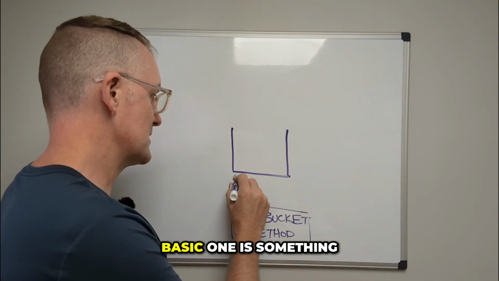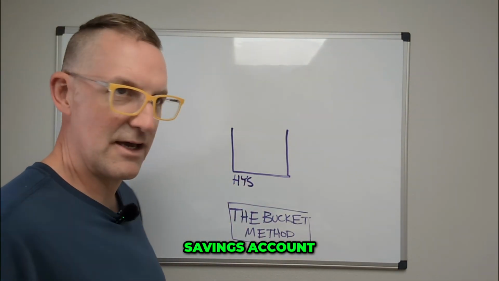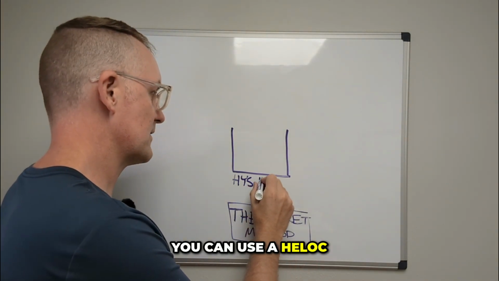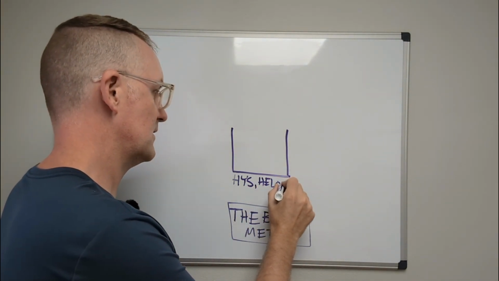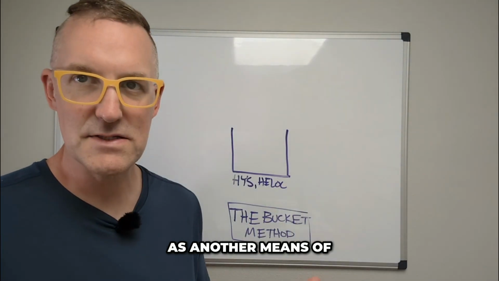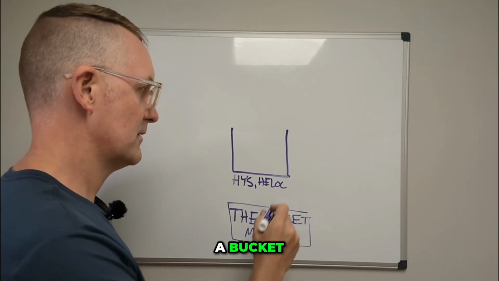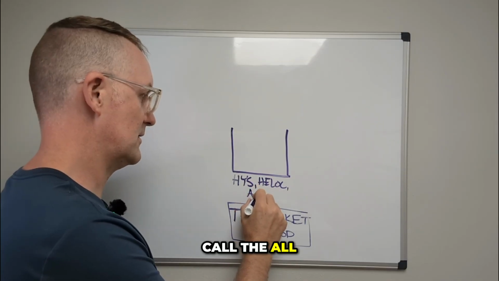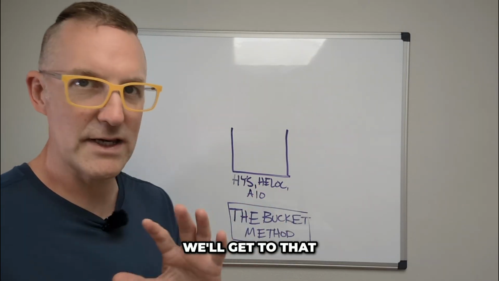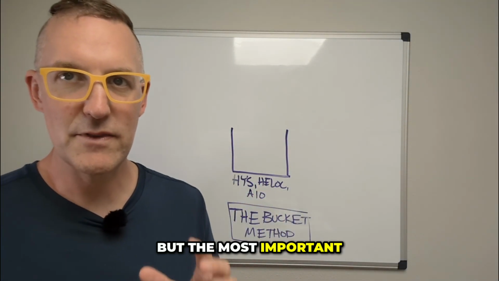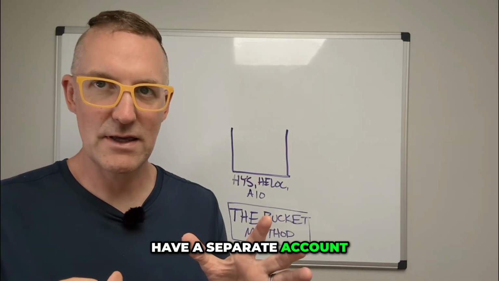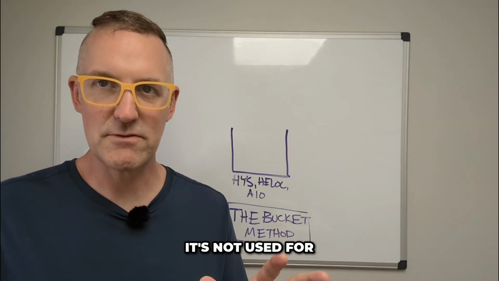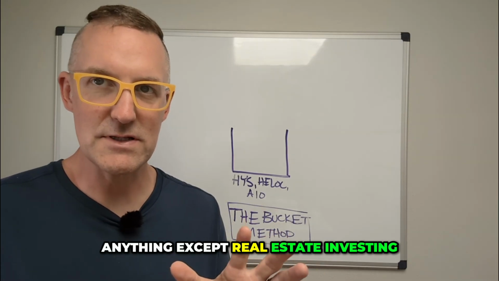The basic one is something like a high yield savings account. That's pretty straightforward. You can use a HELOC on another property as another means of a bucket. My favorite one is a first position HELOC that I'm going to call the all-in-one loan. We'll get to that a little bit later. But the most important thing is that you have a separate account that is not used for personal or fun money. It's not used for anything except real estate investing.